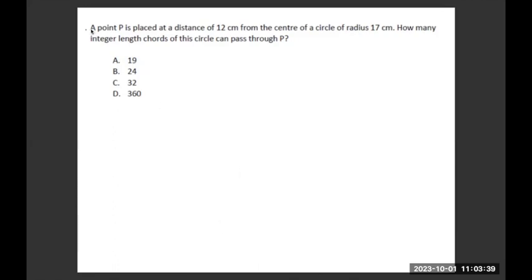So in this case, what you're given is a point P placed at a distance of 12 centimeters from a circle. I'll solve this. I'm not giving it to you because I know it is difficult. So we are given a circle here, and a point P is kept from the center. From the center, the point P is kept at a distance of 12 centimeters.